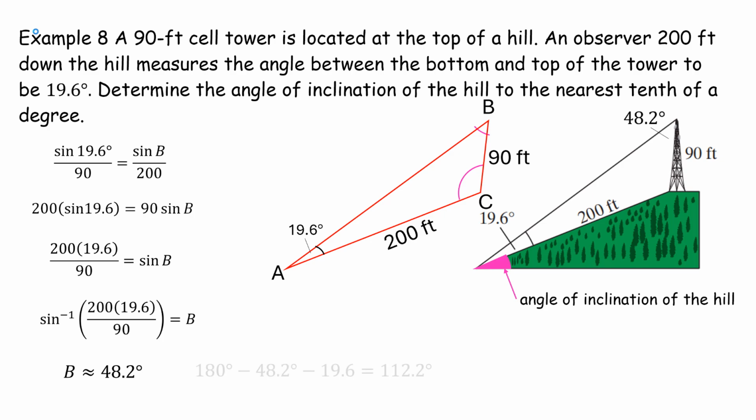And then we can subtract 48.2 and the 19.6 we had already from 180, and we get 112.2 for the obtuse angle there at the base of the tower.